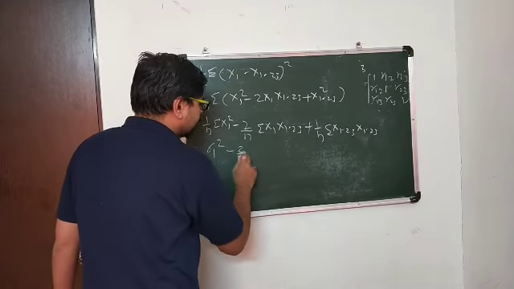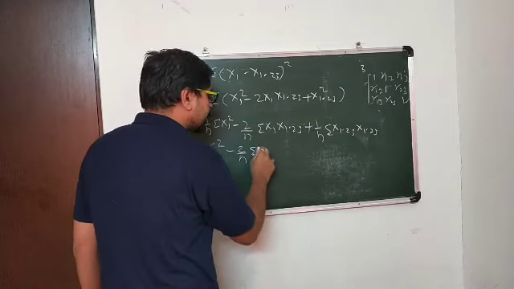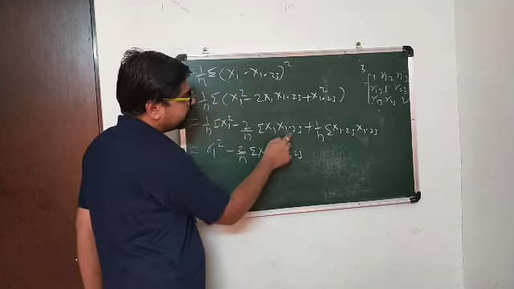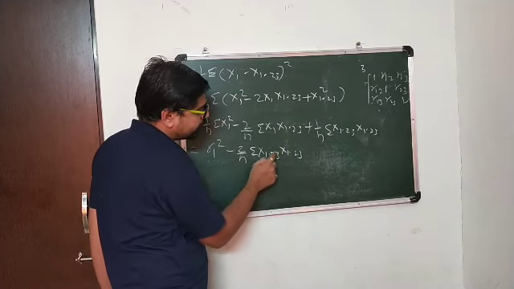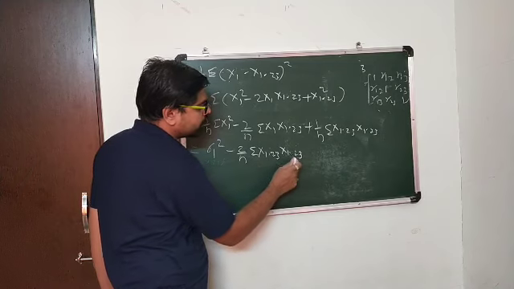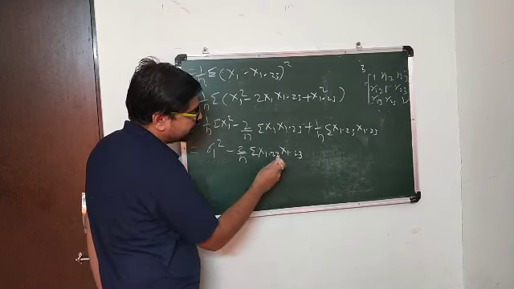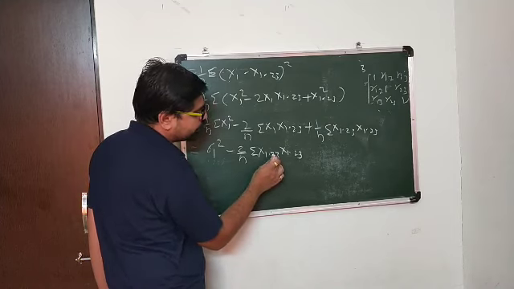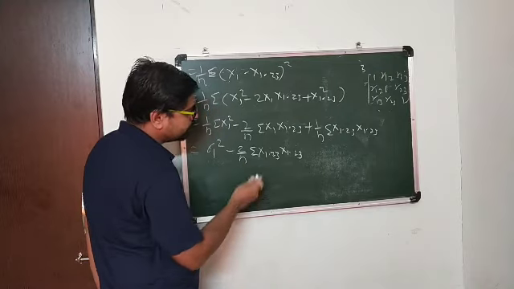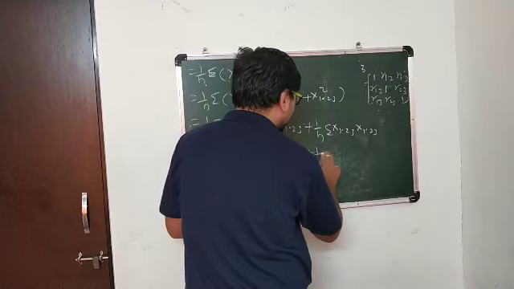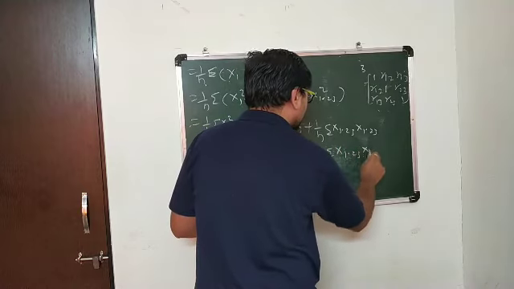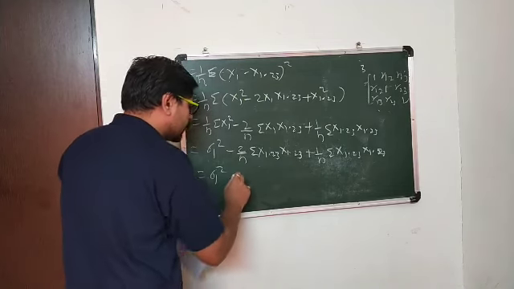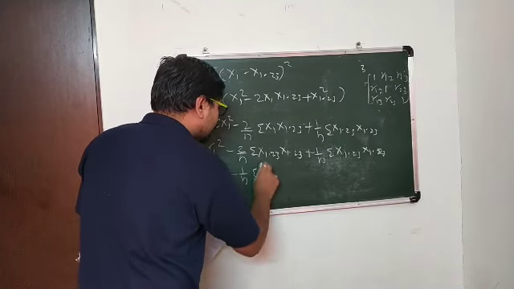By the second property of residual, we can write x1 x1.23 as x1.23 x1.23, since the sum of products remains unaltered if we remove the secondary substitutes 2 or 3 or both 2 and 3. So we can write, by using the second property, plus 1 upon n summation x1.23 squared. So it is minus 2 upon n plus 1 upon n, which is equal to minus 1 upon n summation x1.23 squared.